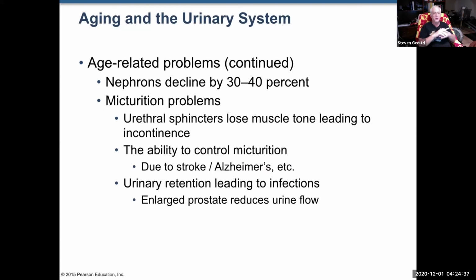Nephrons decline by about 30 to 40%. Micturition problems: as the urethral sphincter loses muscle tone, that leads to incontinence. Loss of the ability to control micturition due to stroke, Alzheimer's, etc., can cause that problem, or urinary retention can lead to infections if you can't void all your urine. That urine stays stored there, and that leads to infections. An enlarged prostate also reduces your urine flow.